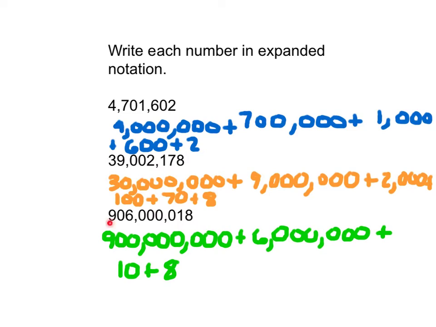to look, hey, the 9 should be worth 900 million in that number. Yep. 6 should be worth 6 million. Yep. 1 should be worth 10, and 8 should be worth 8. 4 addends, 4 digits that were not 0. 906 million, 18.